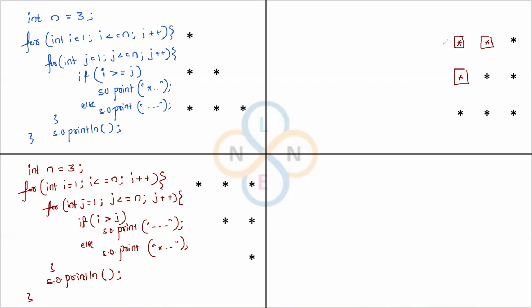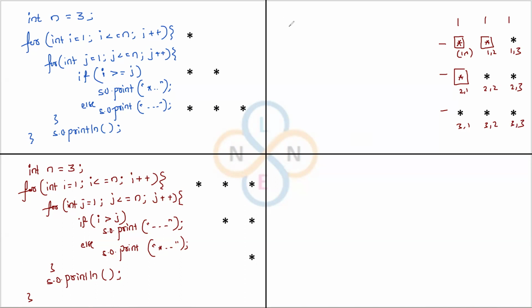Again, three rows, row 1, 2, 3, and the columns 1, 2, 3. So the positions are 1,1, 1,2, 1,3, then 2,1, 2,2, 2,3, then 3,1, 3,2, 3,3. And here my idea is I don't want to change any loops.